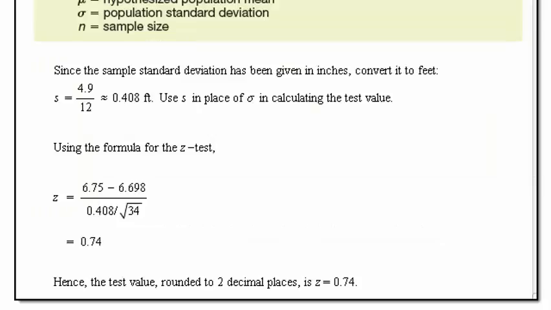Okay, now I've changed the focus so you can read the bottom half of this image. And then we use the formula for the z-test. We plug in the numbers that we have, and we calculate 0.74. So the test value rounded to two decimal places would be z equals 0.74.